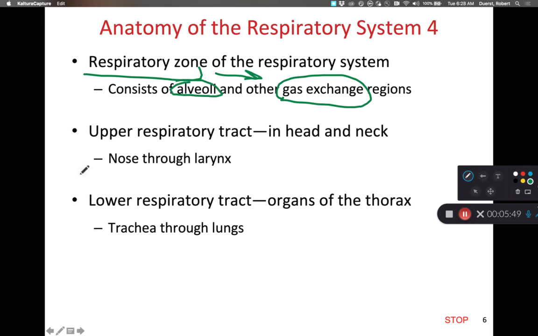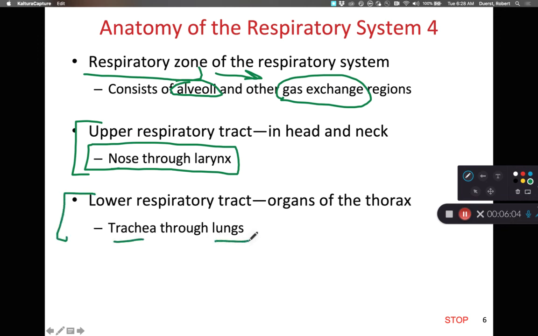And as we look at our respiratory tract, we can also break it up into upper and lower respiratory tract. The upper respiratory tract is the nose through the larynx. And then the lower respiratory tract is the trachea all the way to the alveoli of the lungs. Or another way to look at it is organs of the head and neck are on the top or superior, those are the upper respiratory tract, and then organs of the thorax or thoracic cavity are in the lower respiratory tract.